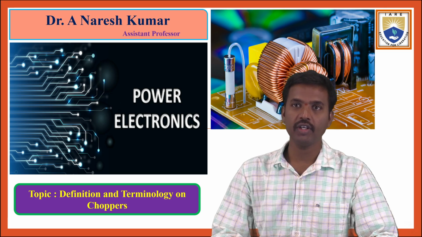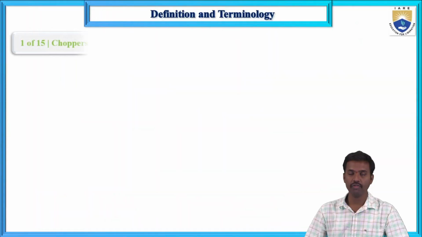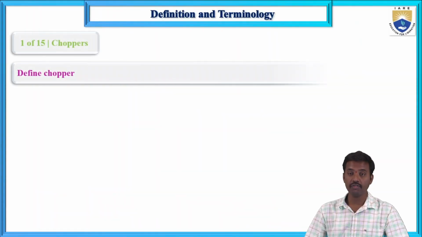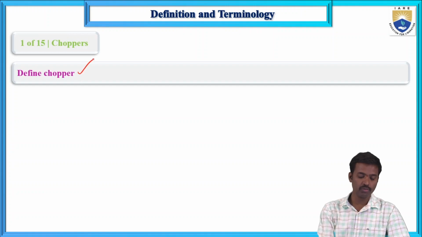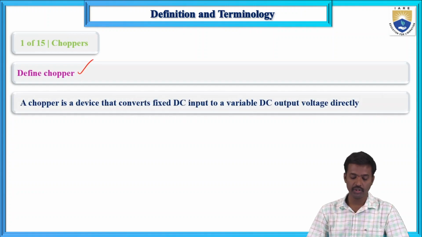Today we are going to have a discussion on definitions and terminology on choppers. That is the third module. Here we have a total of 15 definitions. The first definition is a chopper. What is meant by chopper? Define chopper. A chopper is a DC to DC converter.